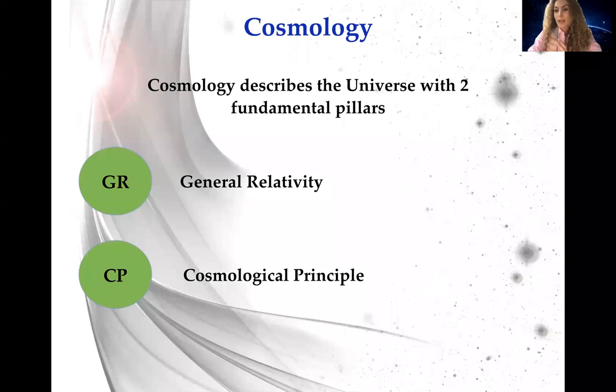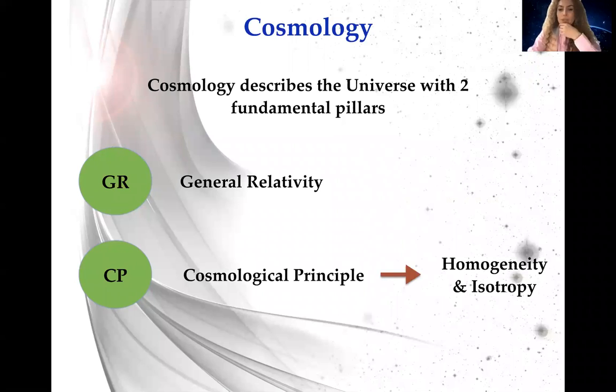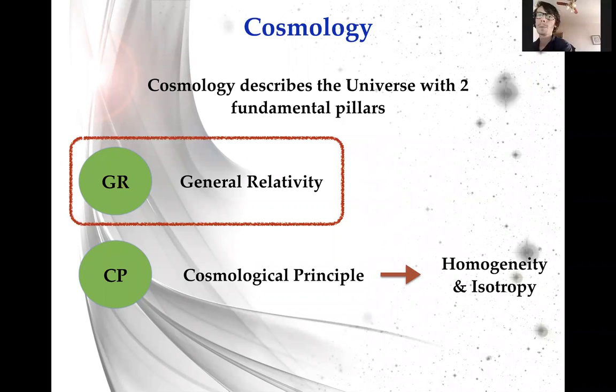Cosmological scales, on large scales, is more or less homogeneous and isotropic. So let me go through these fundamental pillars. I would like to first start with general relativity and introduce it.